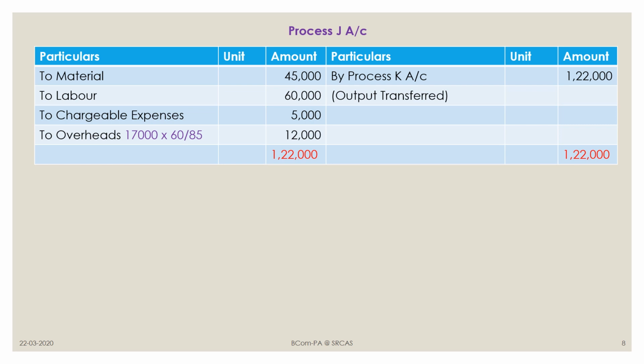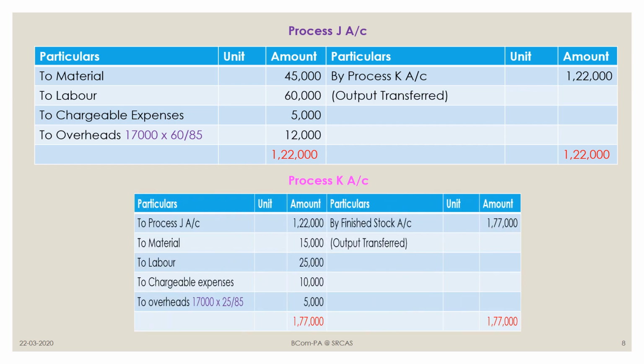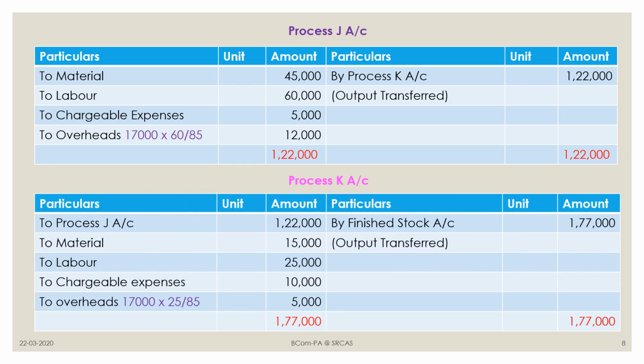On the credit side, you are transferring the output of process J account to process K account, that is 1,22,000. Process K account. On the debit side, you have the transfer which you got from process J account, 1,22,000, and all those expenses meant for process K. And finally, it is transferred to finished stock account, 1,77,000. Here, since units are not given, we have not calculated the units.